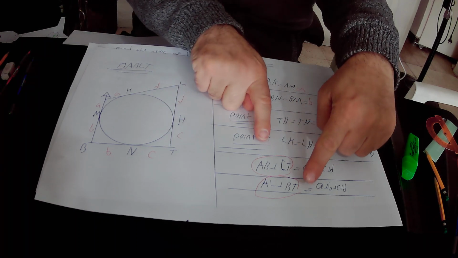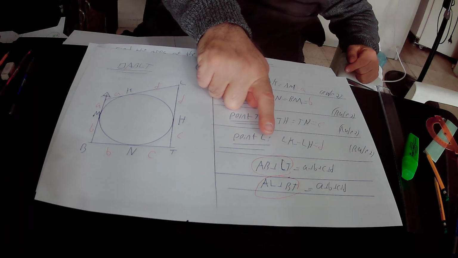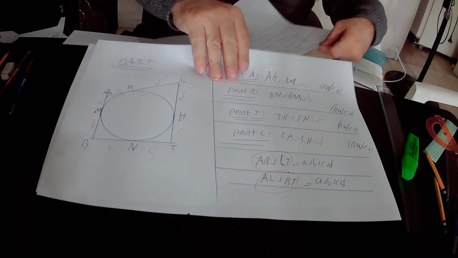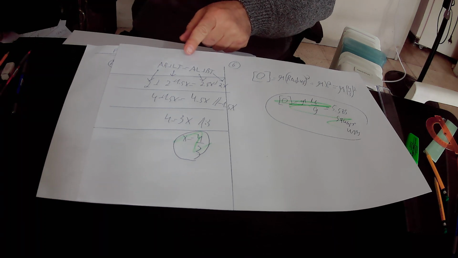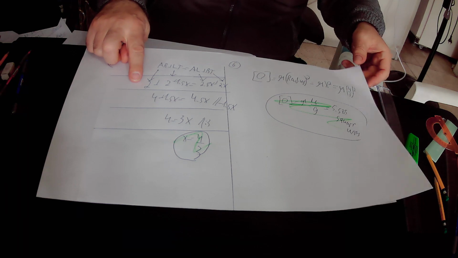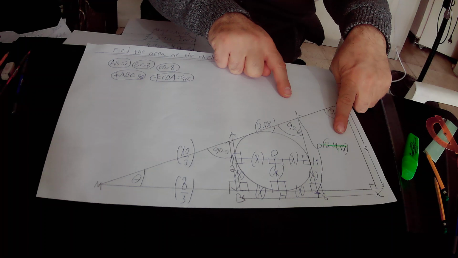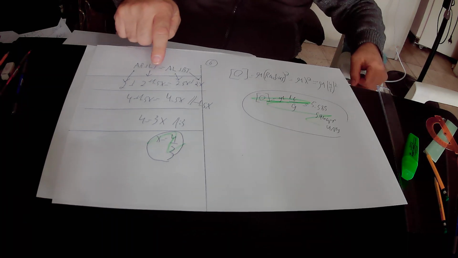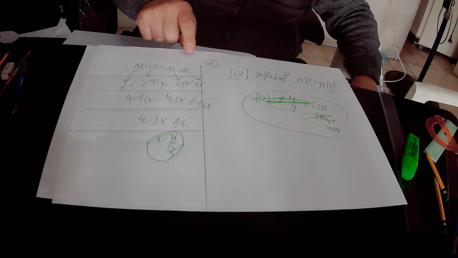Those two expressions are both equal to A plus B plus C plus D, therefore they are equal to each other. That is to say, AB plus LT equals AL plus BT. AB is 2 plus LT. We already found out that LT equals 2 plus 1.5x, therefore we substitute LT by 2 plus 1.5x, and it equals AL plus BT.